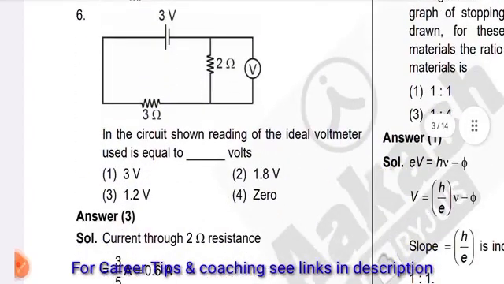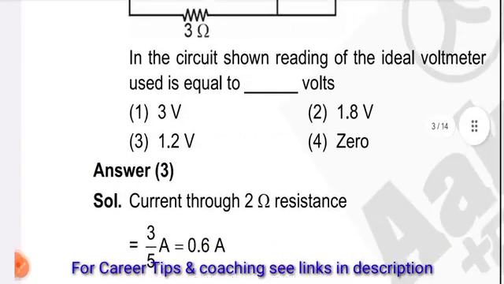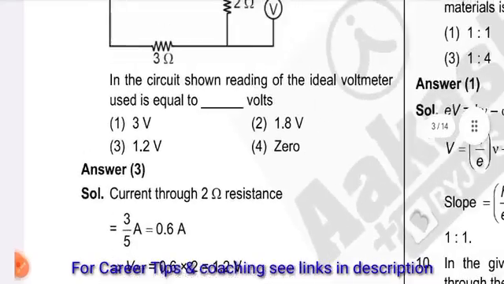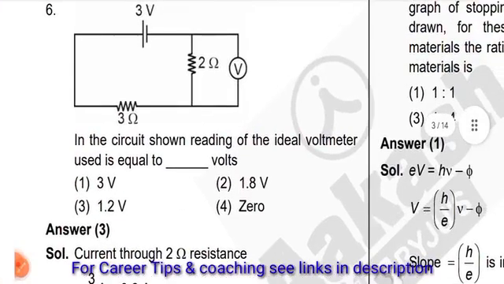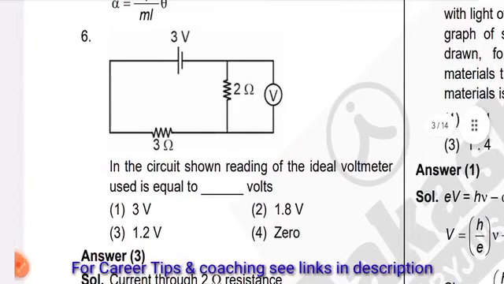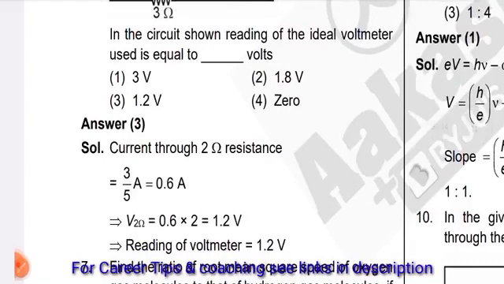And the sixth question is, there is a circuit given showing the readings of the voltmeter, which is equal to dash number of volts, either 3 volts, 1.8, 1.2 or 0 volts. As you see, in the circuit you have 3 resistance and 2, so it is 3 by 5. Basically you have 3 plus 2 is 5, and 3 upon 5 is 0.6, 0.6 into 2 is basically 1.2. So answer is 3.